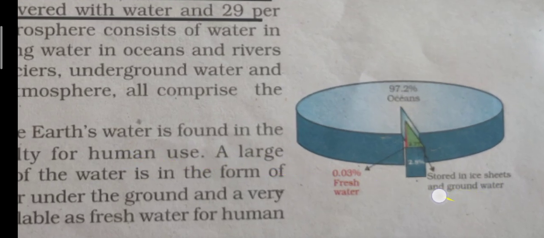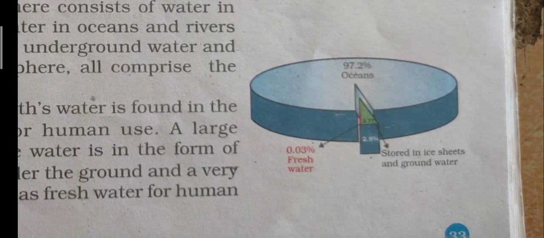Here in this diagram, children, it is very clearly shown that 97.2% is in oceans, which is salty water. Then 2.8% is stored in ice sheets and groundwater. So we are left with only 0.03% of fresh water, which is very little for the entire population of the world to use. This is the reason why we face shortage of fresh water.